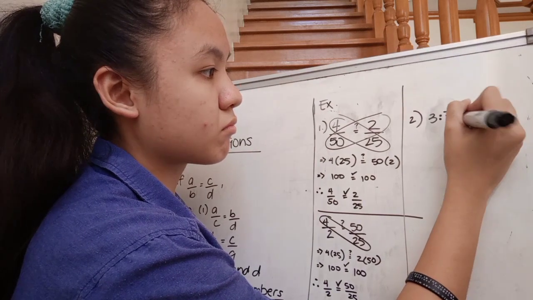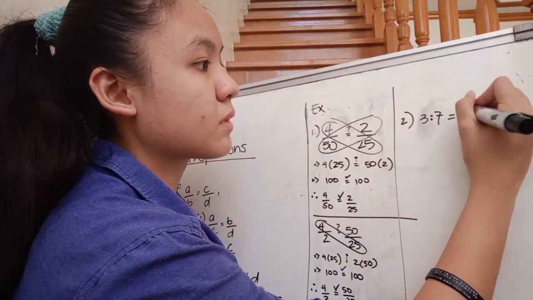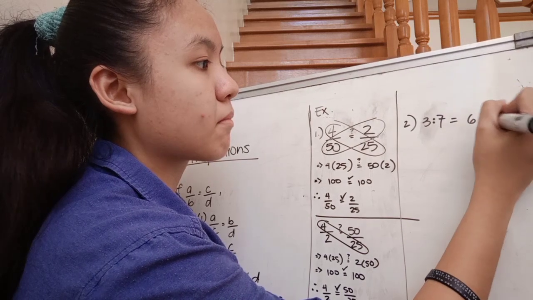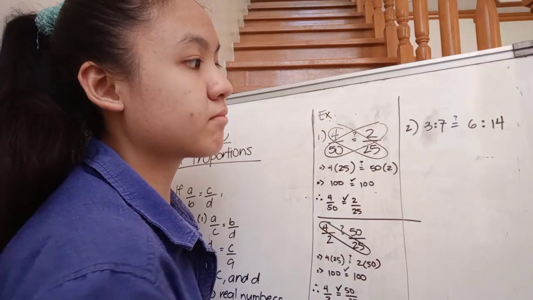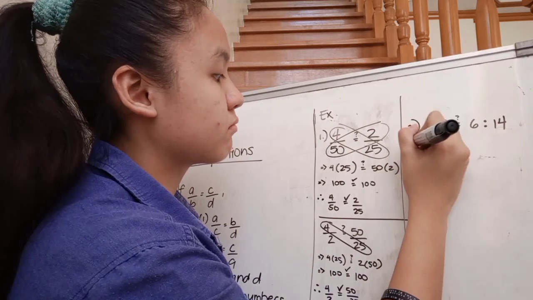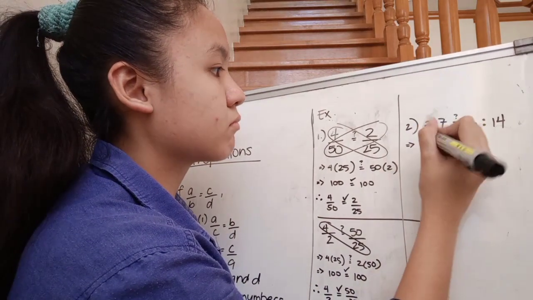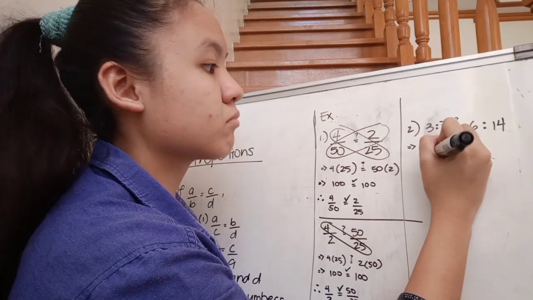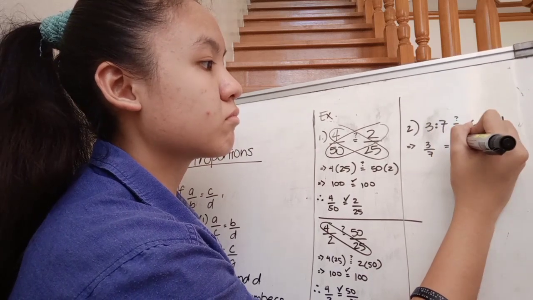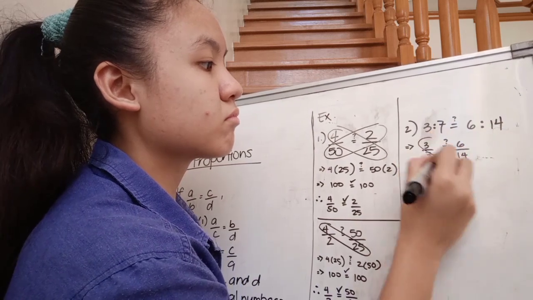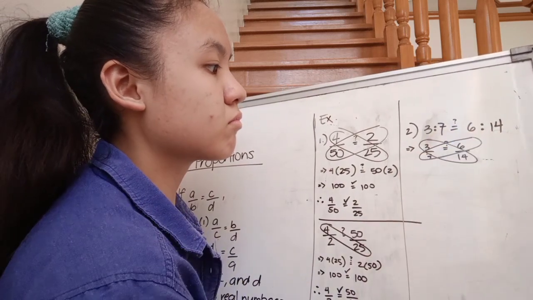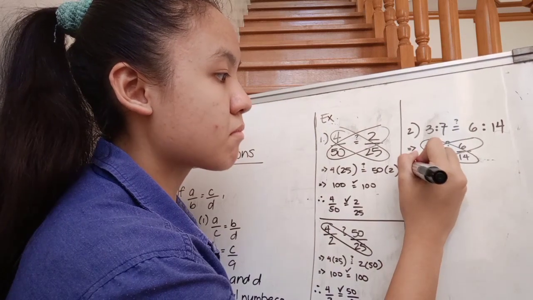3 is to 7, so I wrote it in ratios. 3 is to 7 is equal to 6 is to 14. So, to find out, we should convert it into fractions, which is 3 over 7 equals 6 over 14. Then cross multiply.